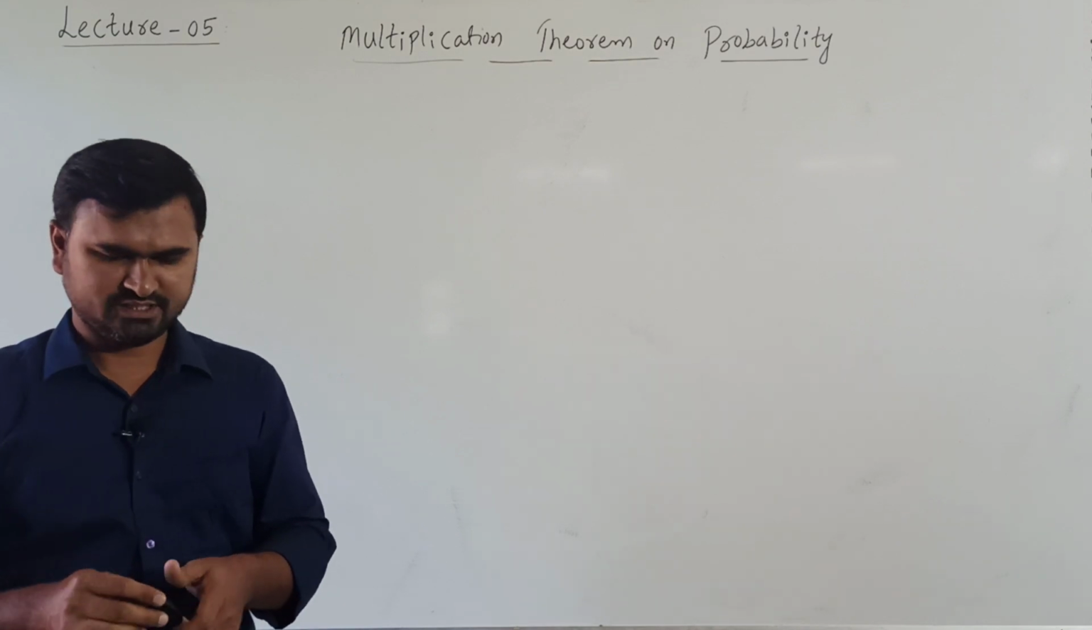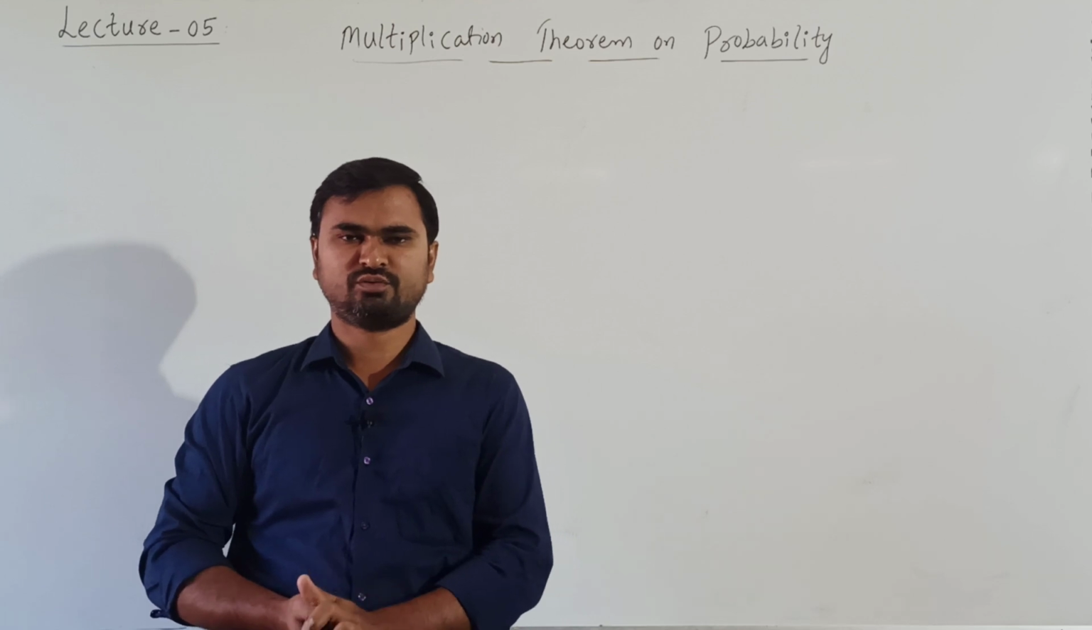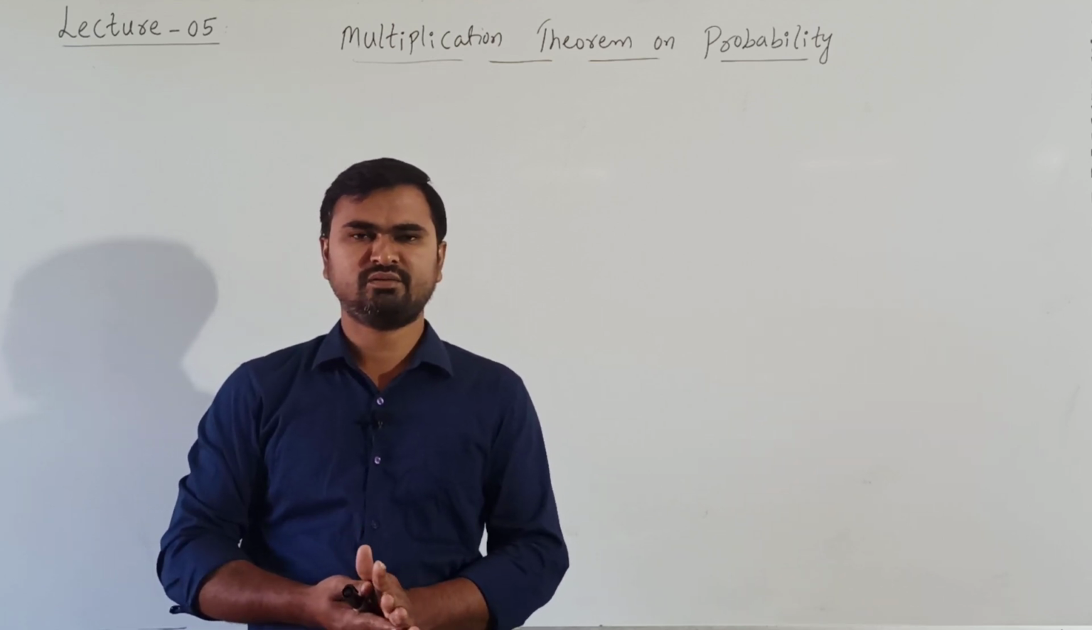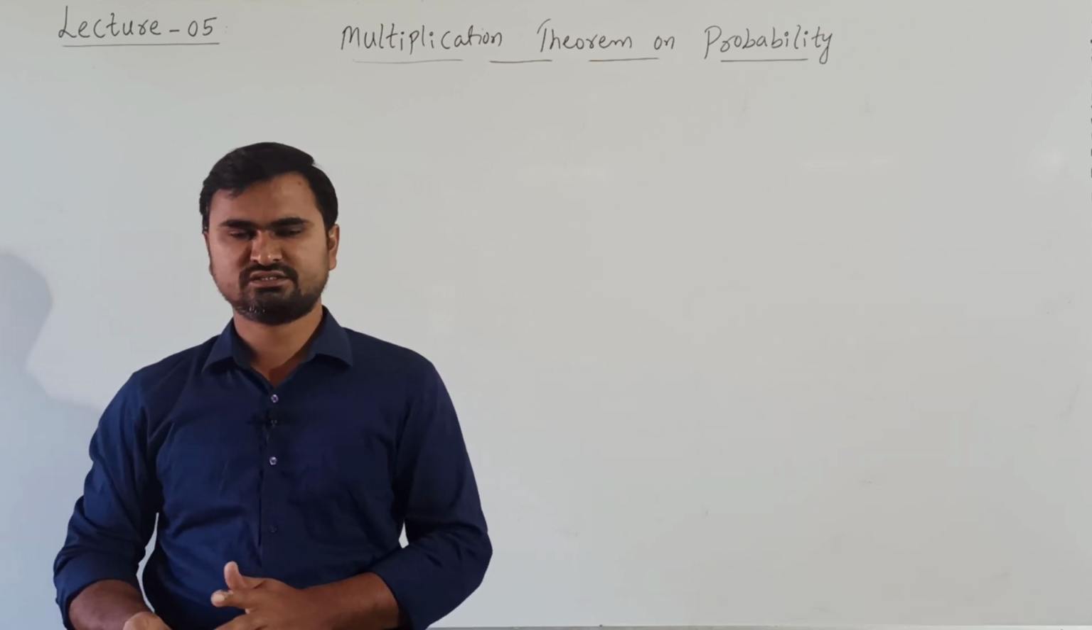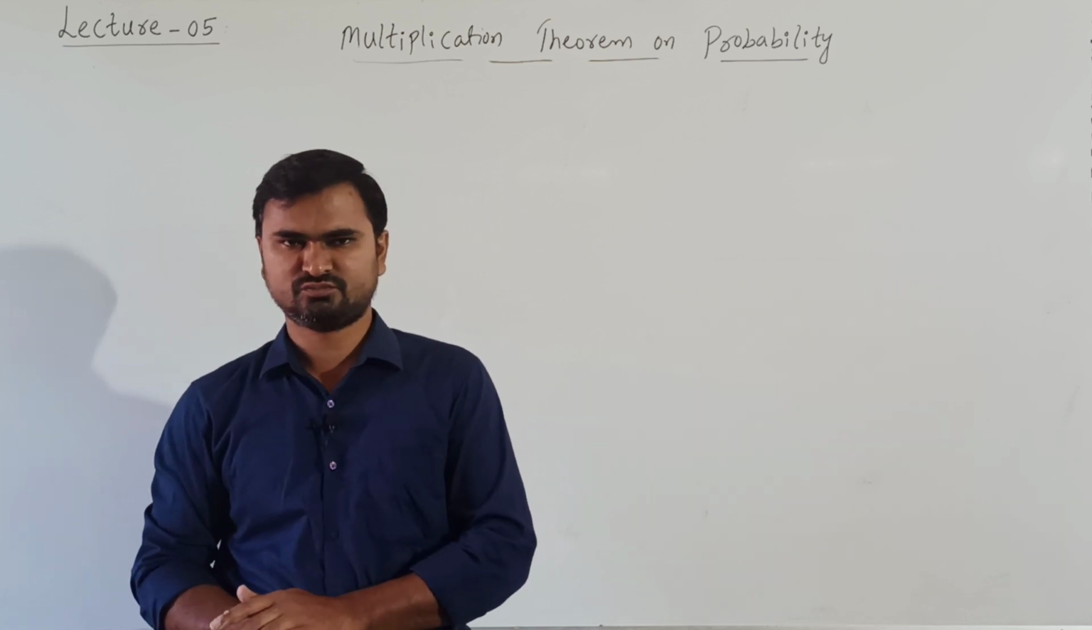Right. So we will stop here. Go through the theory related to the multiplication theorem on probability. Next class we will start the next topic, which is independent events. Okay. That is also derived by using the multiplication theorem and conditional probability. Okay. Thank you.